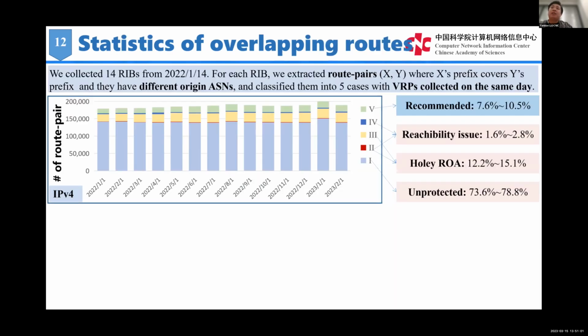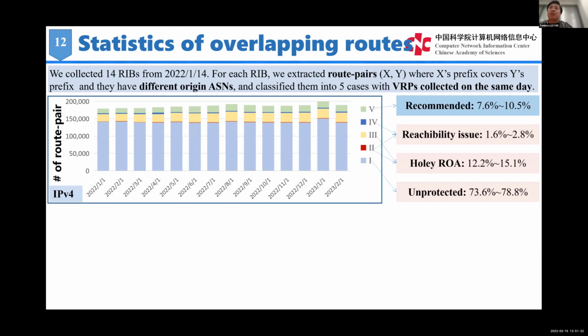We collected 14 RIBs on the first day of every month of the last 14 months. For each RIB, we focused on those root pairs where the prefix of one root covers the prefix of the other one, and they are originated from different ASes. Then with VRPs collected on the same day, we classified those root pairs into 5 cases mentioned in the last slide. In IPv4, such root pairs involved around 20% of the routing entries in one RIB.